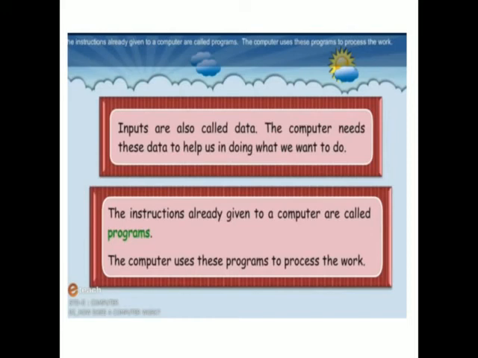So I hope students, today I cleared the first and second topics of your first lesson of the computer book. That is uses of computer and the input, process, output cycle. That is the IPO cycle of computer.